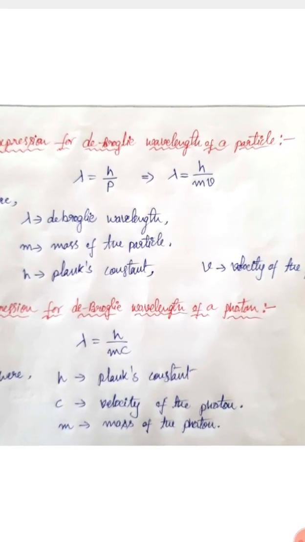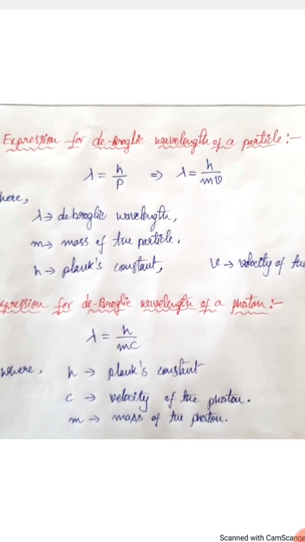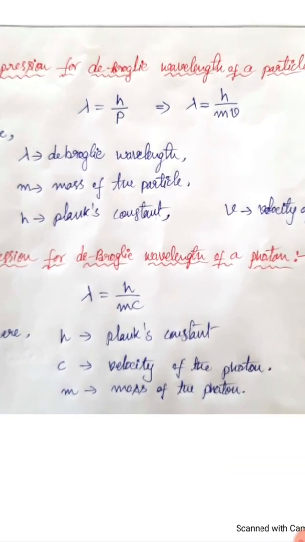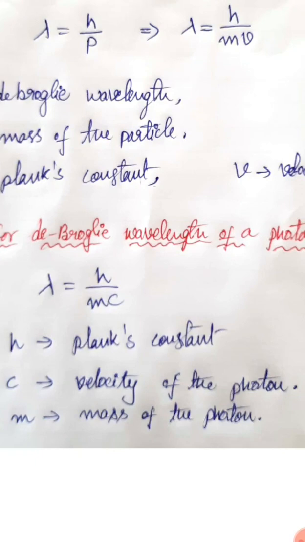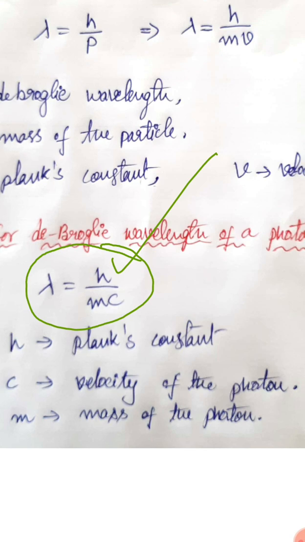The de Broglie wavelength of a particle is given by lambda equals h by p, or else lambda equals h divided by mv. The de Broglie wavelength of the photon is given by lambda equals h divided by m into c. h is Planck's constant, m is the mass of the photon, and c is the speed of the photon.